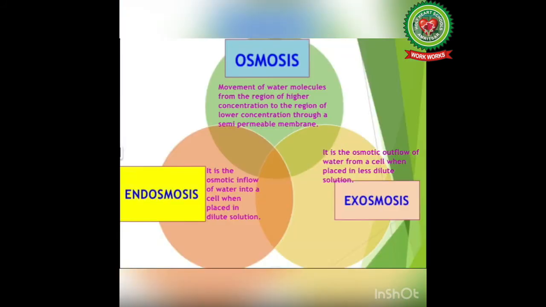Osmosis: movement of water molecules from a region of higher concentration to a region of lower concentration through a semi-permeable membrane. It is further of two types, endosmosis and exosmosis. Endosmosis: it is the osmotic inflow of water into a cell when placed in dilute solution. And exosmosis: it is the osmotic outflow of water from a cell when placed in less dilute solution.